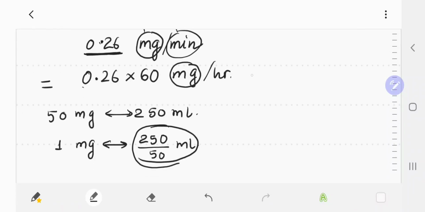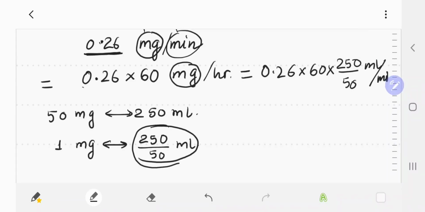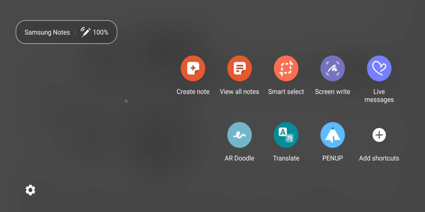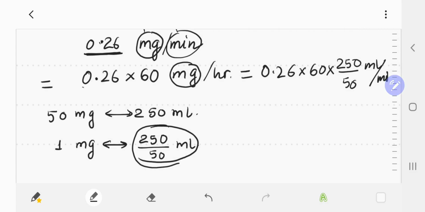So let me go back there and write it here. It is 0.26 times 60. I have to convert that milligram into milliliter. So 1 milligram is 250 over 50 milliliter. If you want, this is simply 5 milliliter, so you can write 5. 250 over 50 is 5. So you can write 5 or whatever you want. That's 250 over 50. Now that milligram is converted into milliliter per minute. Oops, I messed up. Per hour.